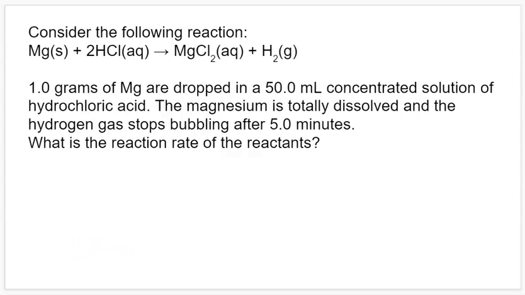Let's try another one. So let's consider the following reaction between solid magnesium and hydrochloric acid, making magnesium chloride and hydrogen gas. So say we have 1 gram of magnesium and we drop it into 50 milliliters of concentrated hydrochloric acid. And the magnesium is totally dissolved and the hydrogen gas stops bubbling after 5 minutes, indicating the end of the reaction. So if I wanted to figure out what the reaction rate for each of the reactants are, I'd first need to start with the reaction rate of the thing that I have data for, which in this case is the magnesium.